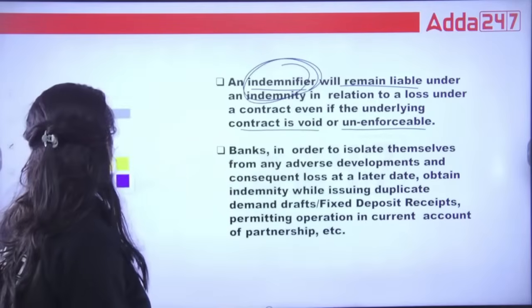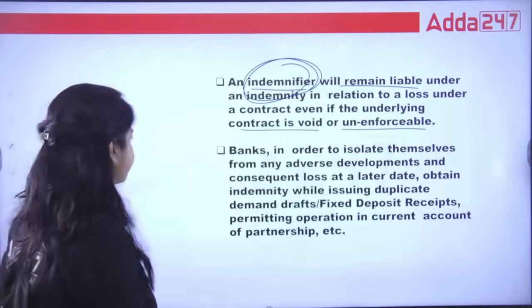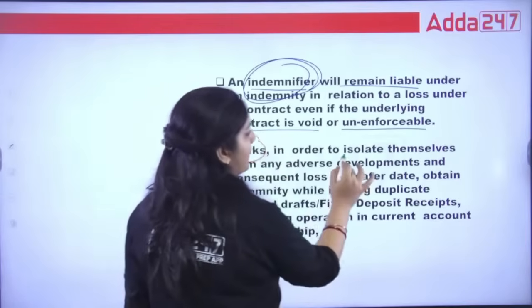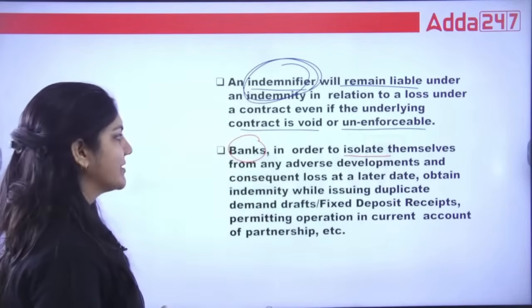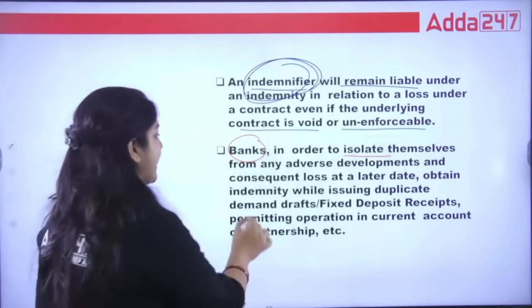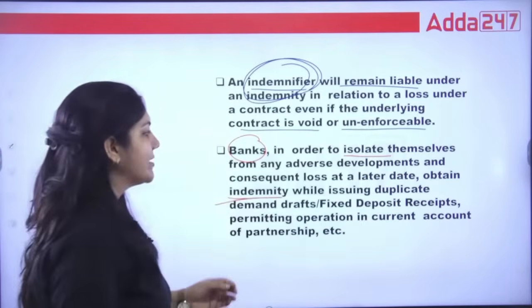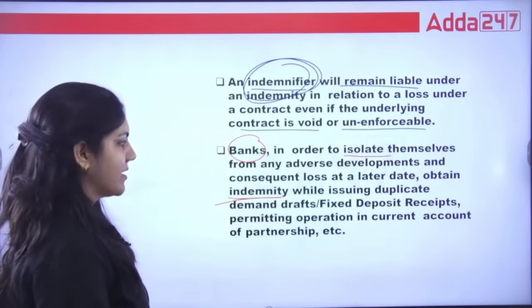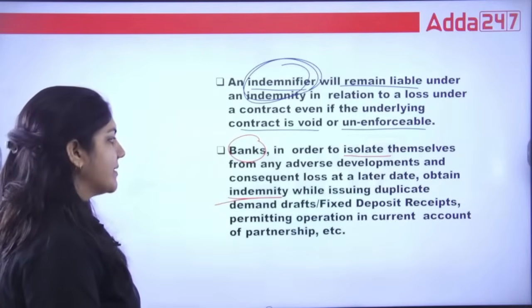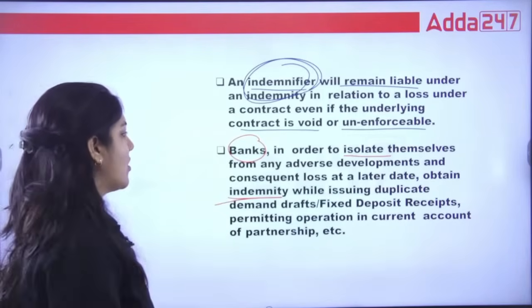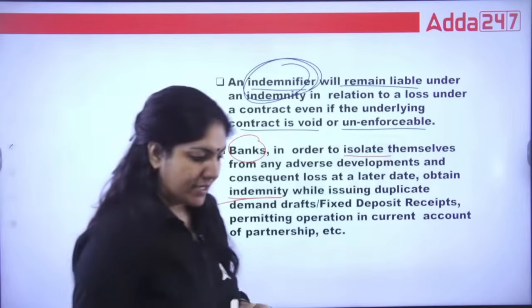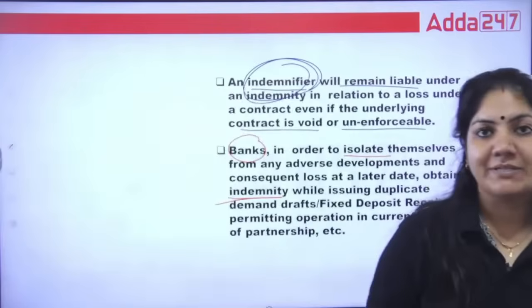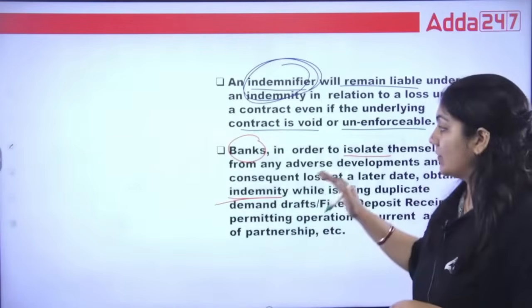Bank. If I give you the example of a bank, in order to isolate themselves from any adverse development and consequent loss at a later date, they obtain indemnity while issuing a duplicate demand draft or fixed deposit receipt, or permitting operation in the current account of a partnership. So class, in this case, as you can see, we talk about the indemnity and the indemnity holder in the case of the bank.